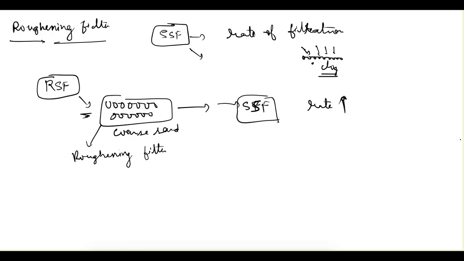In some cases more than one rapid sand filter can be provided, and finally one slow sand filter will be there, so that will be your multi-stage filter. So that is about the roughening filter.